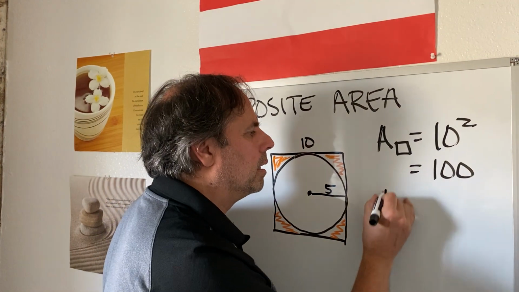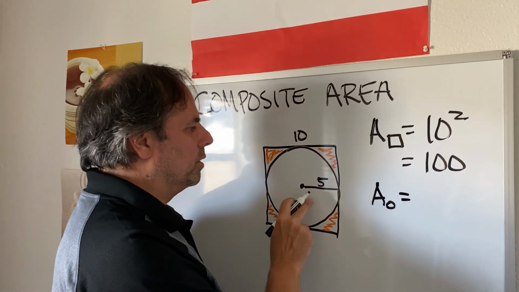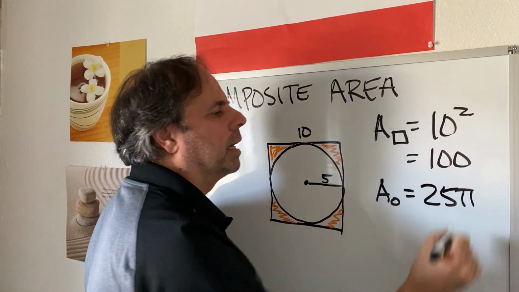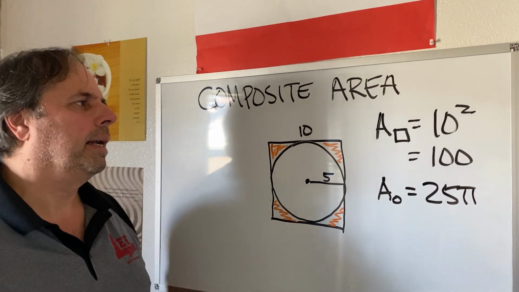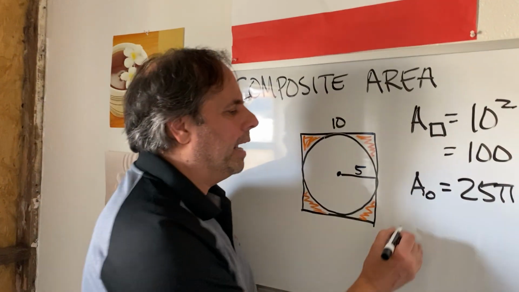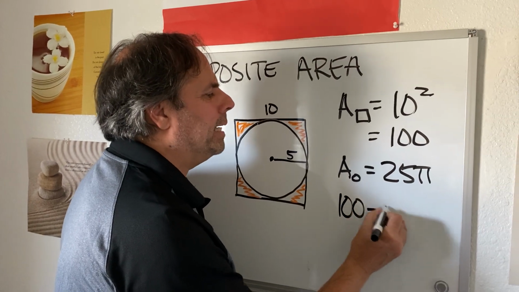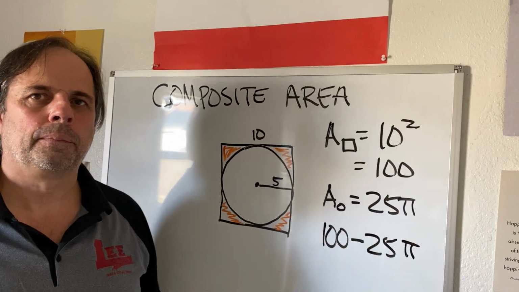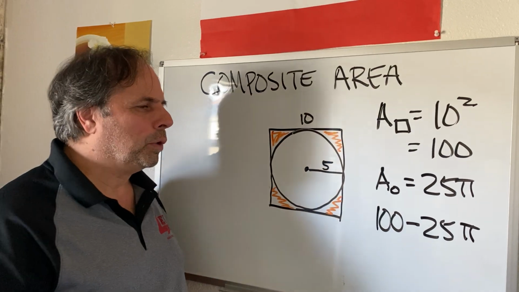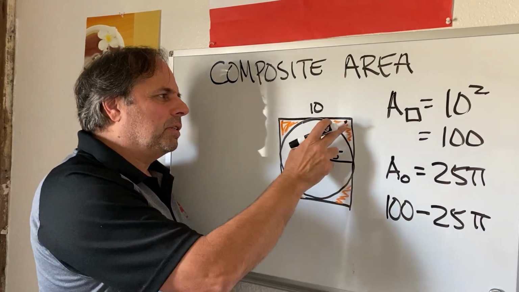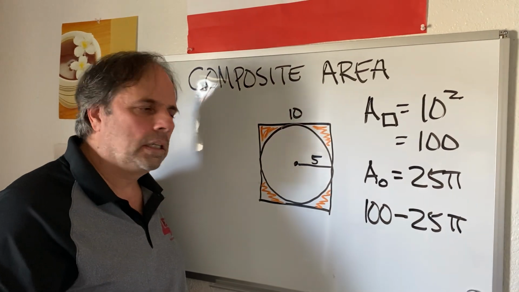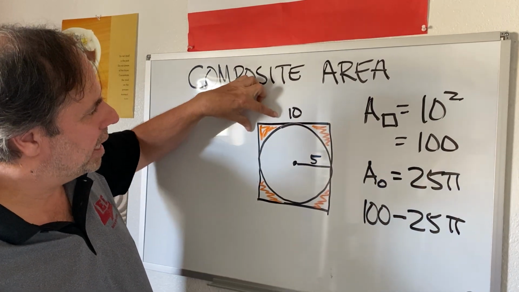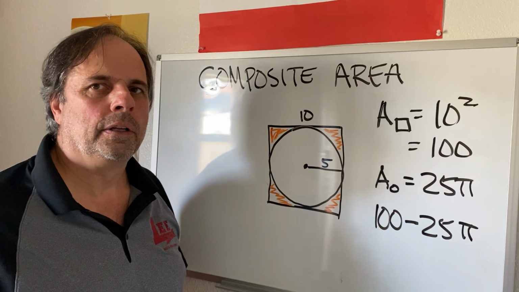So the area of the circle equals pi r squared. 5 squared is 25 times pi. Pi r squared is 25 pi. So to find the area of the whole thing, it would be 100 minus the area of the circle, which is 25 pi. Okay? So that's how we do it. We call this a shaded area because the part that we're looking for is shaded. All right? We're looking for the shaded area here. And to do that, we just take the outer piece and subtract out the part that's missing.